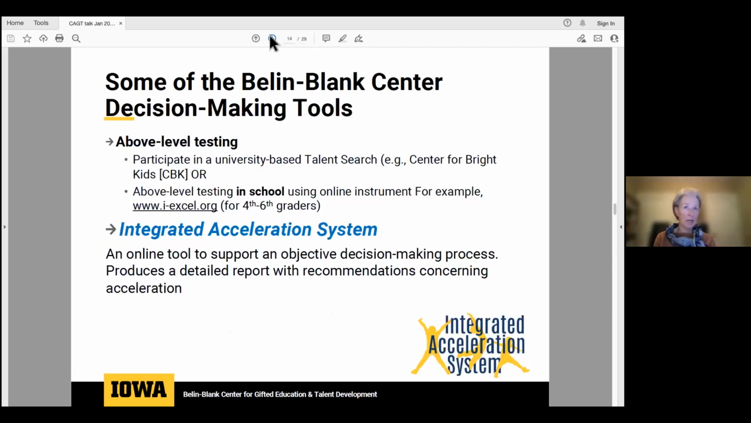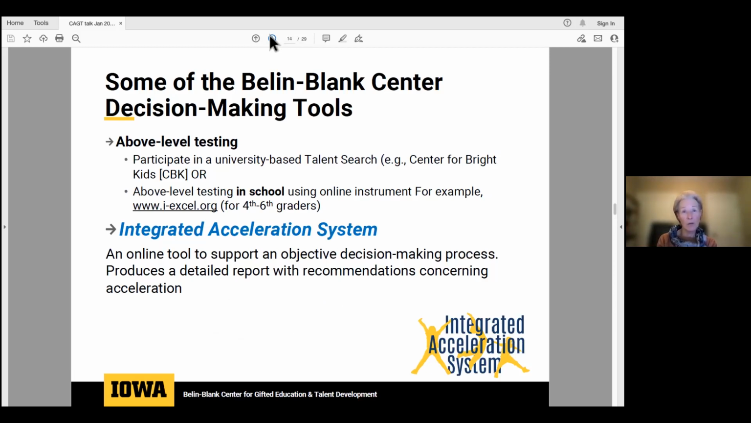Some of the decision-making tools that are available to you on the Acceleration Institute website were developed by the Belin-Blank Center. You can get some information on that website about above-level testing, and you may be quite familiar with the Center for Bright Kids in Colorado, housed in Denver. They're a university-based talent search.